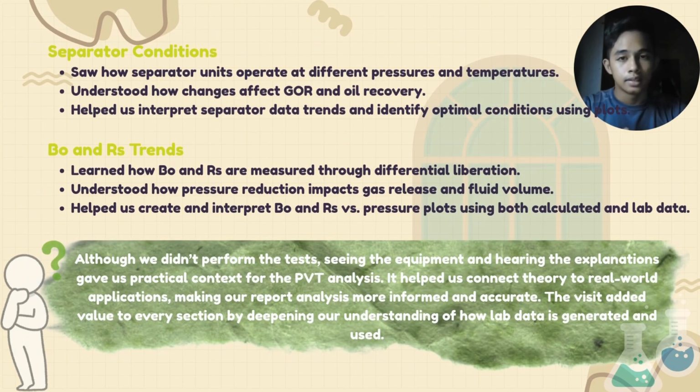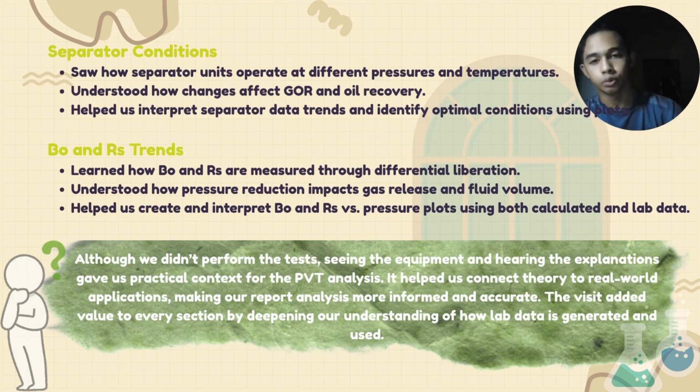The third part is separator conditions and optimization. We were introduced to the separator unit and how changing its pressure and temperature settings affects GOR and oil recovery. This explanation helped us in part C, where we analyze separator data to determine optimal conditions. Knowing how the equipment works made it easier for us to understand the trends in GOR and formation volume factors shown in my plots. And for the last part, we understand the BO and RS trends.